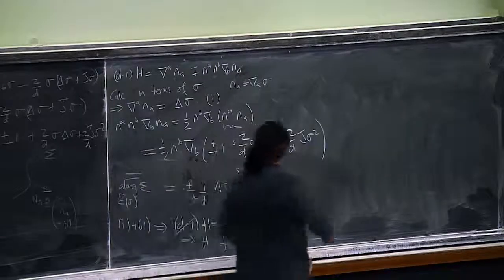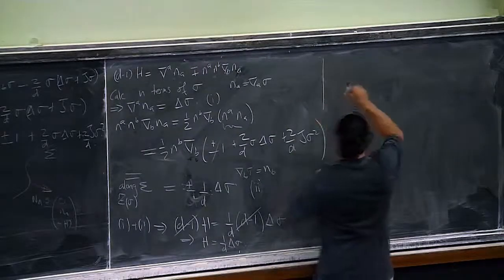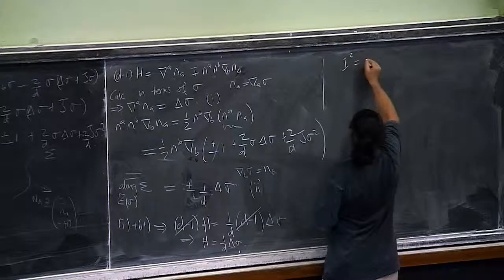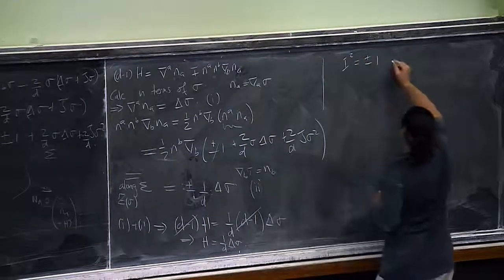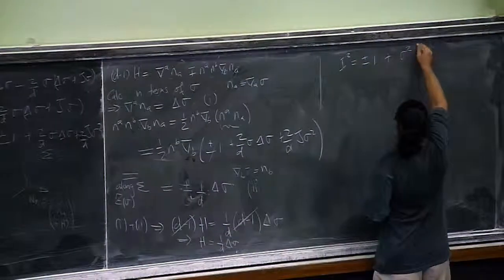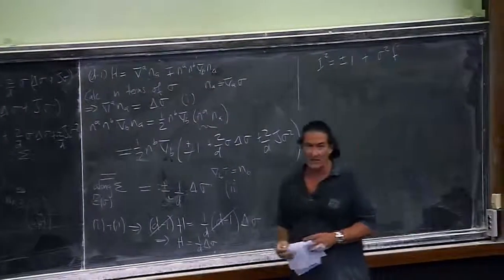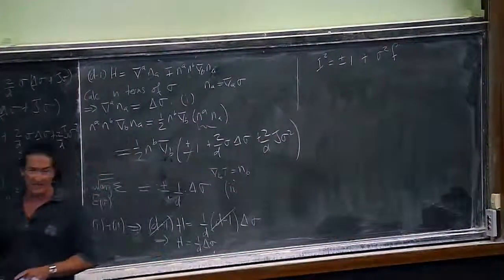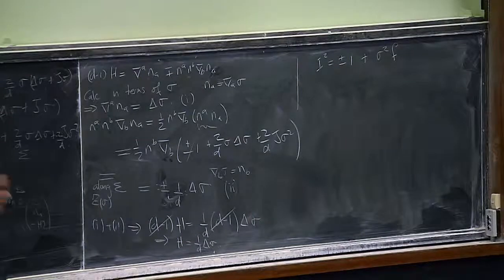Okay, but now that was if I squared was equal to plus or minus 1. But if I add on here that this is sigma squared F, you can see that this just makes no difference to the calculation because it's enough sigma so that it doesn't enter. That's it.